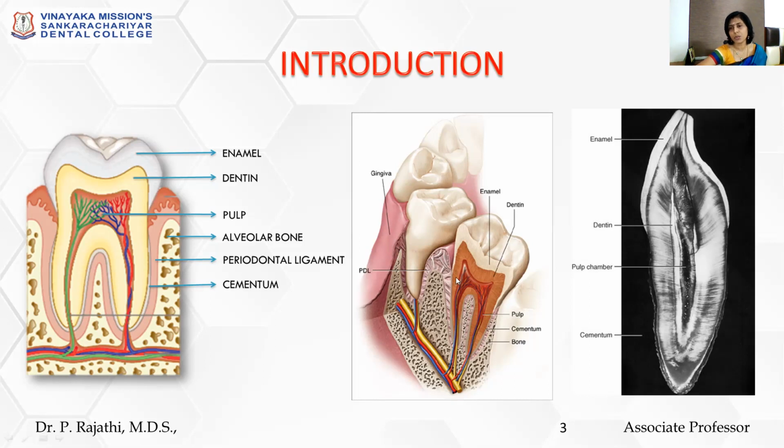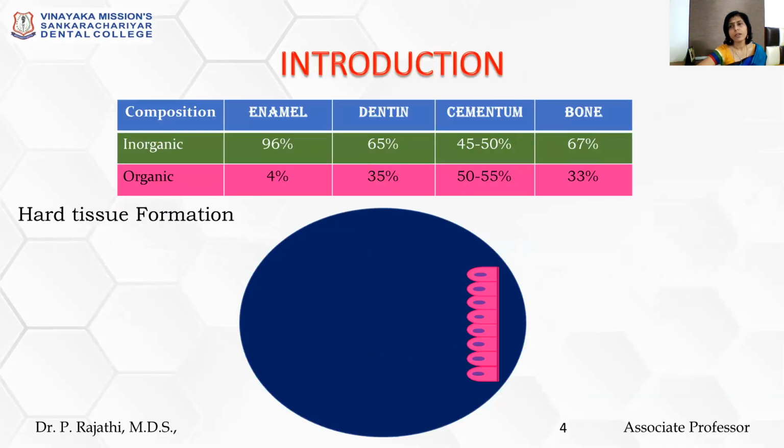So on the right side, you can see a ground section of the tooth where you can study enamel, dentin, and cementum. Pulp is a soft tissue which gets removed while grinding the teeth and that cannot be studied.